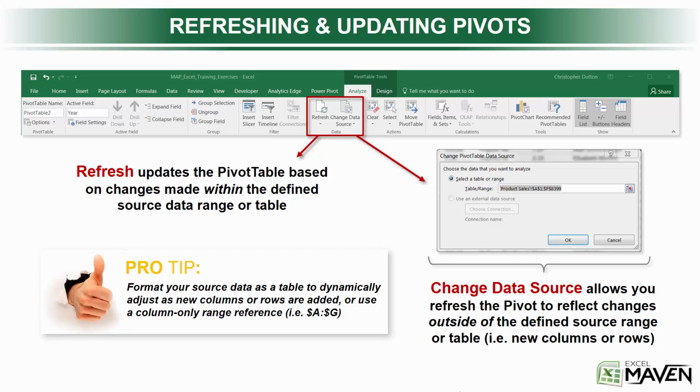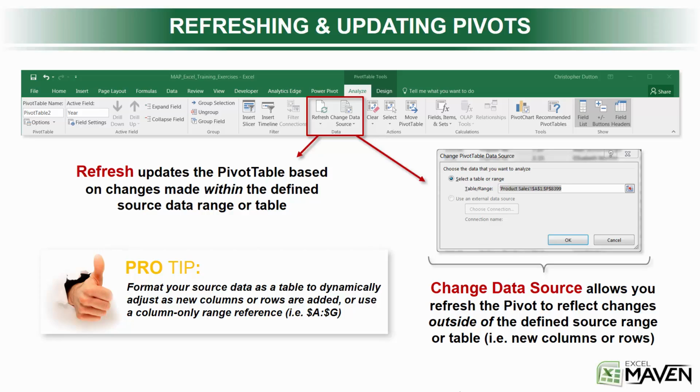So there are two tools in the Analyze tab called Refresh and Change Data Source, which allow you to do just that. Now the difference between the two is that Refresh will update your pivot table based on changes made within the defined source data range or table. So for instance, if you're using a range of data from A1 through B100, imagine that you're drawing a box around that range. Any change that you make within that box will be captured by the refresh command.